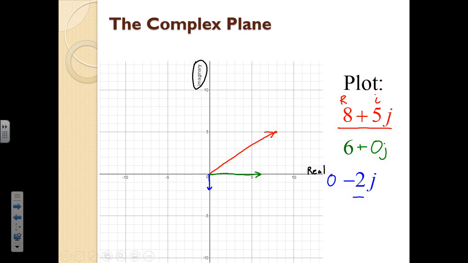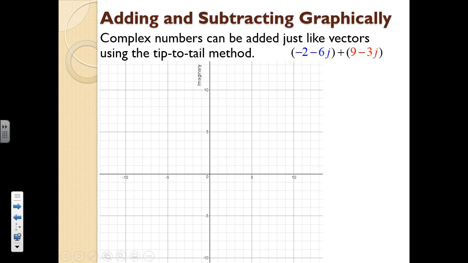So you can probably guess then that we can do all the same things with complex numbers that we can do with vectors. So let's review a few things about vectors, and that's going to help us build some more facts about complex numbers. So you can add and subtract complex numbers pretty easily.